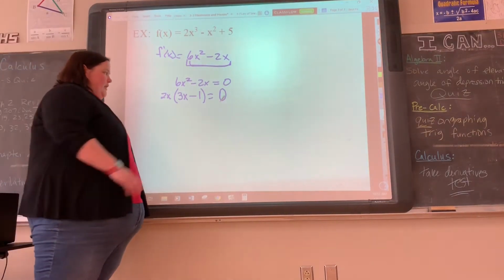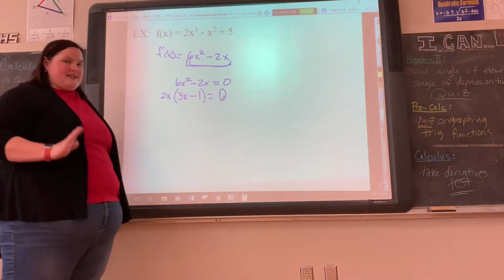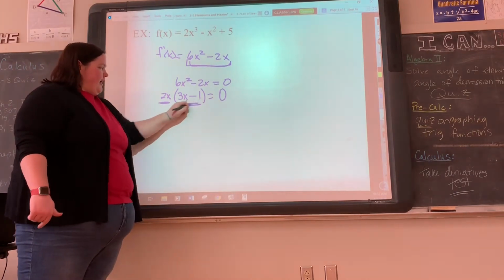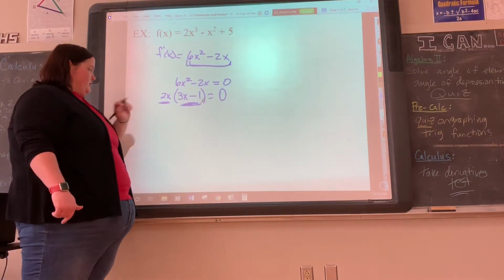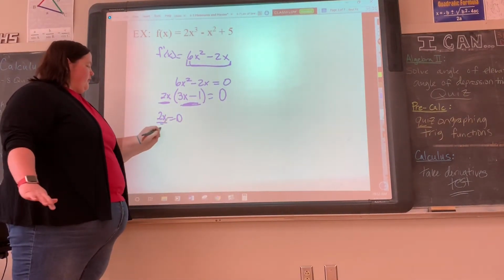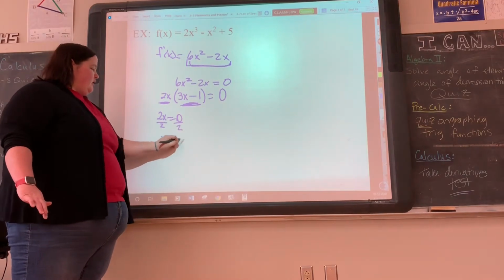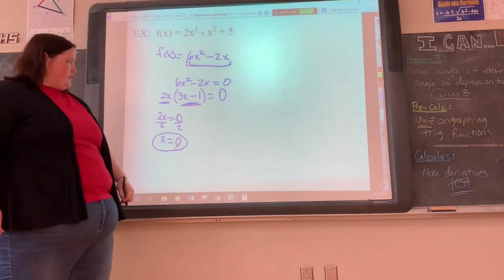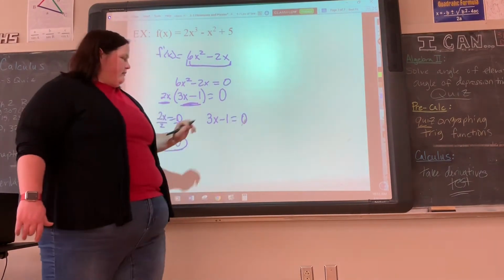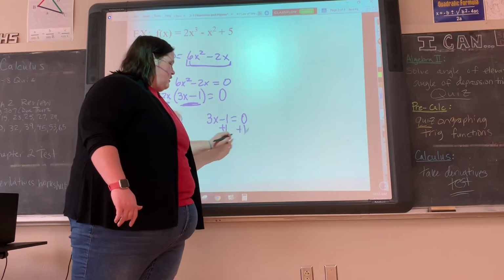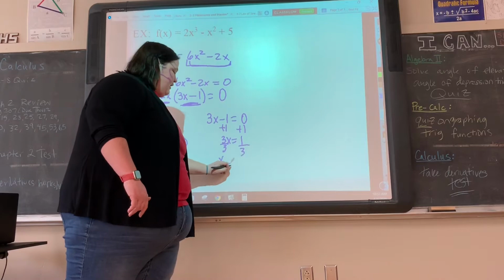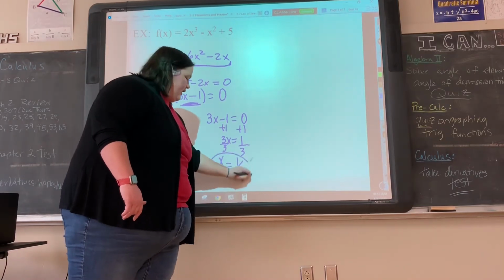So now to solve it, we take everything that has an x, set it equal to 0, and solve for it. So we actually have 2 things to solve now. We have the 2x and we have the 3x minus 1. So we take 2x, set it equal to 0, solve for x, divide by 2, and we get x equals 0. So there's one of our answers. And then we take our 3x minus 1, set that equal to 0 as well. Add 1 over. We get 3x is equal to 1, divide by 3. So x is going to equal 1/3. So there's our second solution.